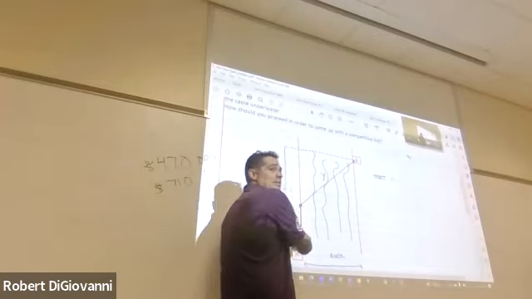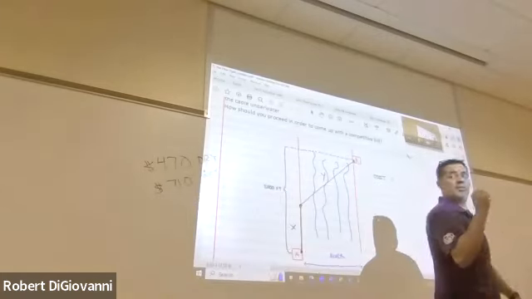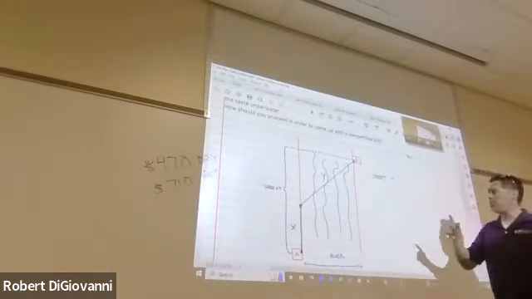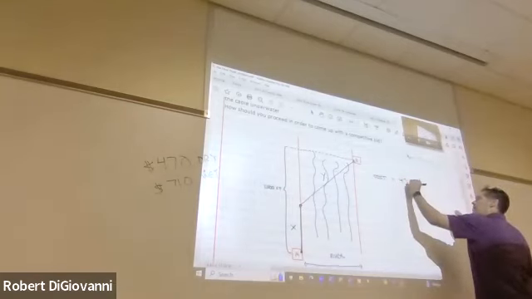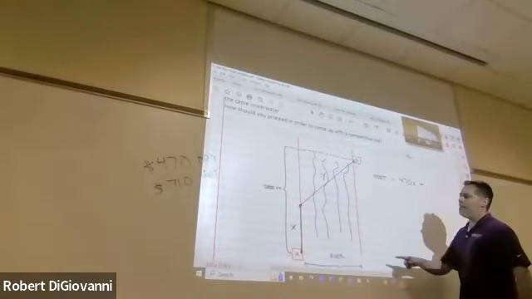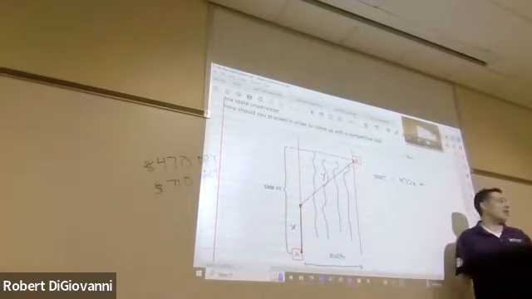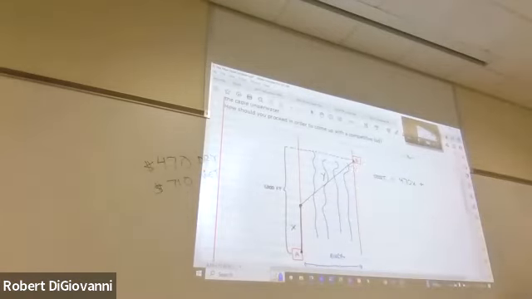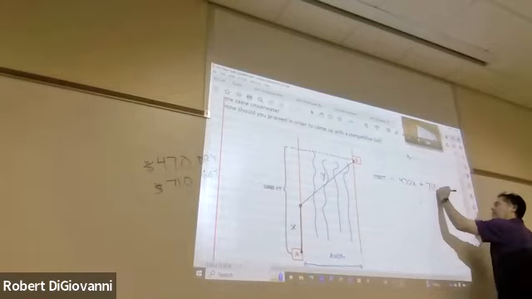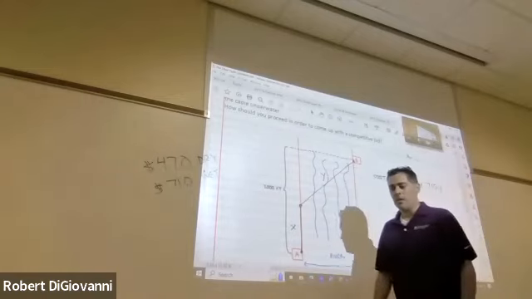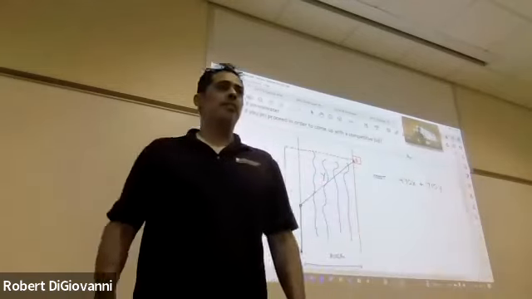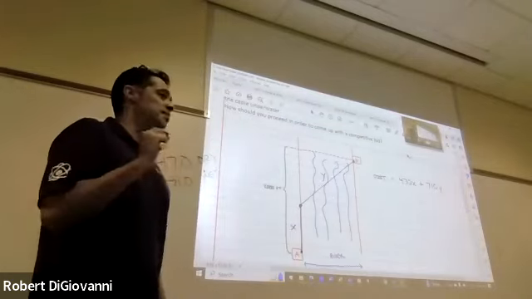Okay, so how much will it cost me to go this far? 470 times that distance, right? Whatever that distance is, times $470 per foot. So 470x plus, now I've got to go from here to here. How much is that going to cost me? 710 times y. Good. That is a cost function. Or I should call it a cost equation.